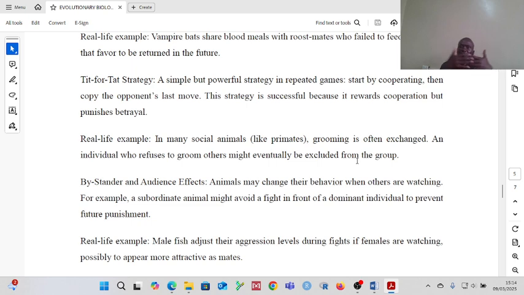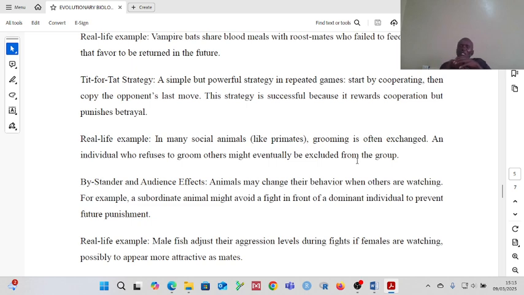So it is a repeated interaction where we begin by cooperating. Then the opponent's last move is copied. So whatever the animal, whatever the organism does to the opponent, the last move is what they will remember. Okay? So if that move is cooperation all through, then it will be rewarded by cooperation. If that move is betrayal, then it will be rewarded by betrayal.